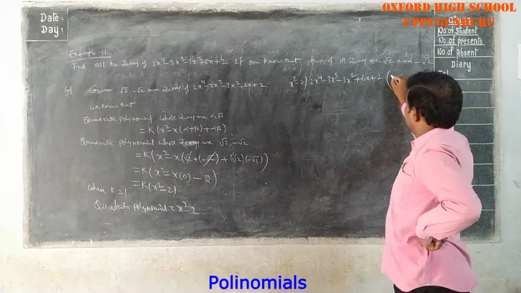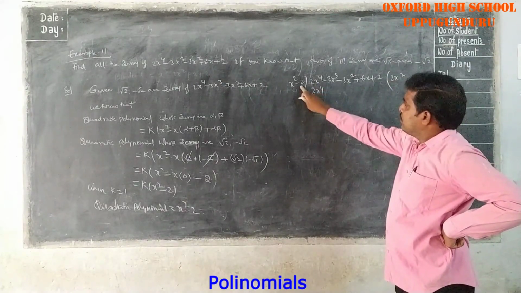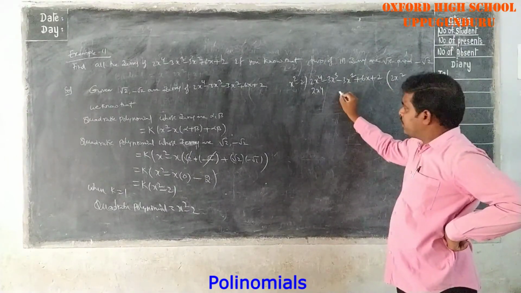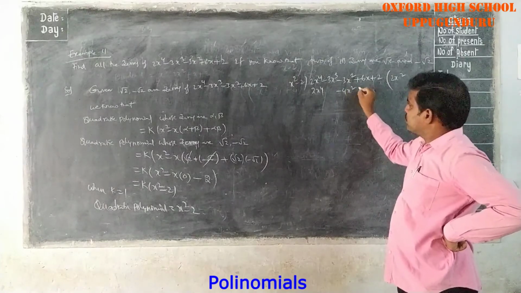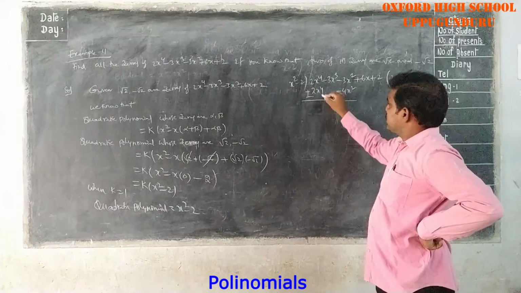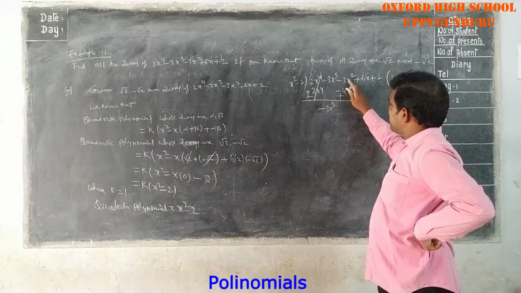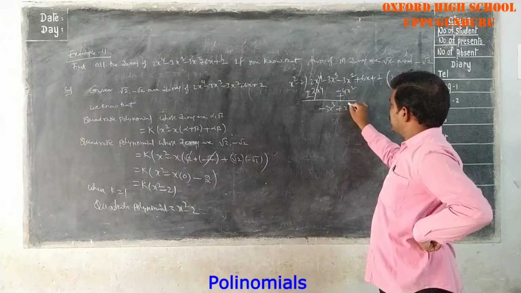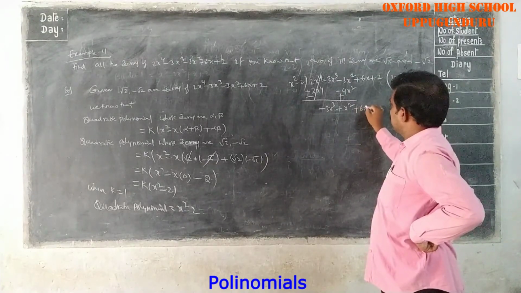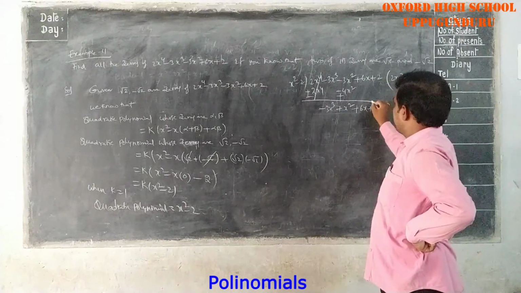So x square into 2x square, you will get 2x power 4 minus 2 into 2x square, minus 4x square. Here x square term is there, so here you will write minus 4x square. Plus becomes minus, minus becomes plus, these two cancel. Minus 3x cube. Minus 3 plus 4, you will get plus x square, plus 6x. Next term is plus 2.